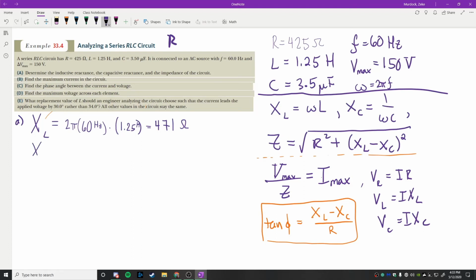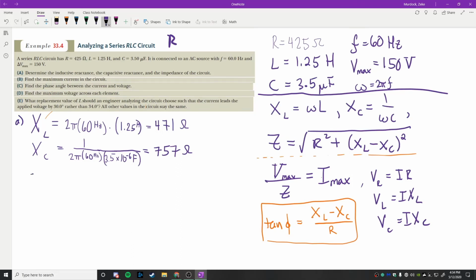And then what about XC? XC is, what is it? It's 1 over omega, which is 2 pi times the frequency, which is 60, and then multiplied by C, which is 3.5 microfarads, so that's going to be 3.5 times 10 to the negative 6. This is 757. Do you guys agree with that? Sounds right to me. What else we got?